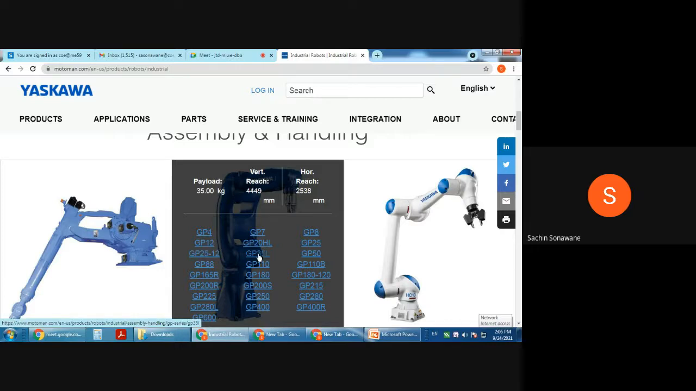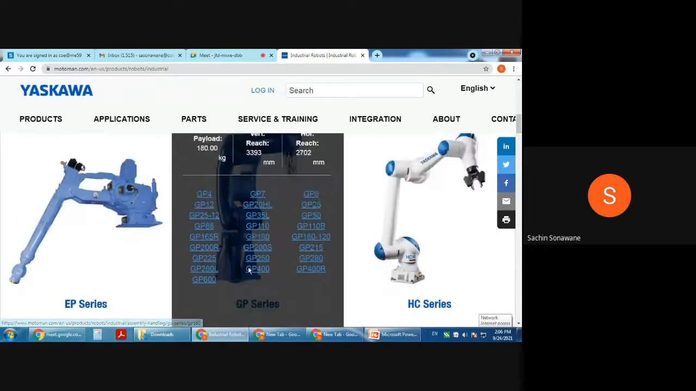Now GP35, payload 35 kg, GP50. I think in this series the number indicates the payload capacity. GP50 means 50 kg load, GP88 means 80 kg payload, GP100 and GP110 mean 110 kg payload. The vertical and horizontal distance will vary. Therefore, this is the GP series.